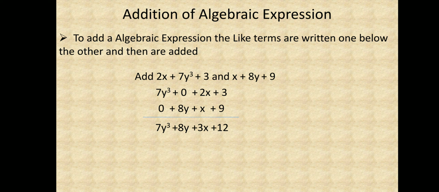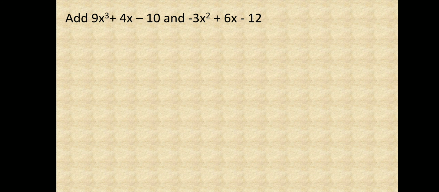And next, you don't have any number at the top, you just have 8y, so you write 8y simply, and you don't have any number to add with 7y cube, so you simply write 7y cube. So our final answer is 7y cube plus 8y plus 3x plus 12. Okay, so this would be understandable for you. Let's move to 2 more sums to make us more clear with it.